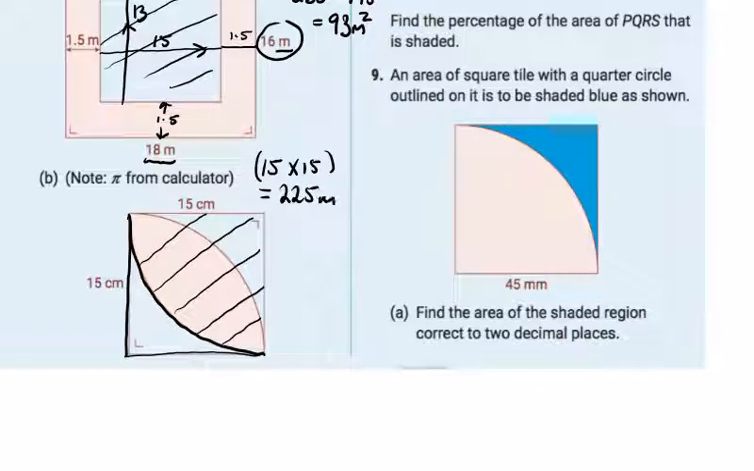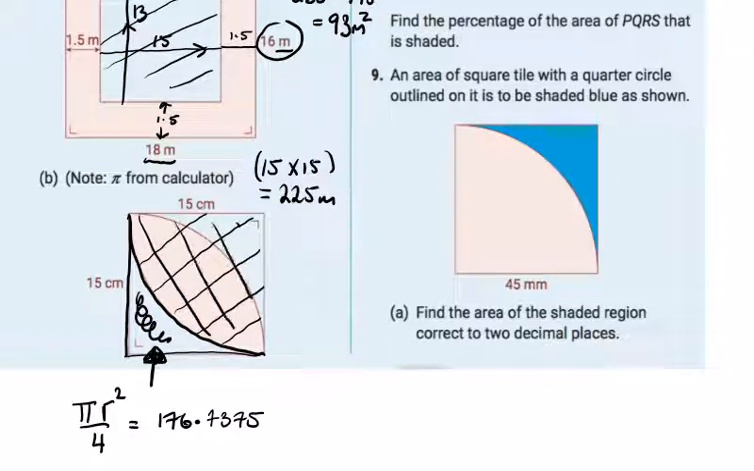So we need the area of these bits in here. I'll do squiggly lines in here. So we can get the area of that quarter of a circle, take it away from 225, we'll have what this area is in here. So let's have a look. The quarter of a circle, which is pi r squared divided by 4, pi from the calculator in this case, that's equal to 176.7375.